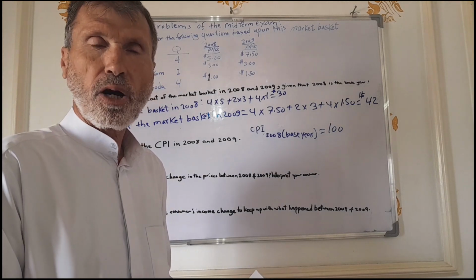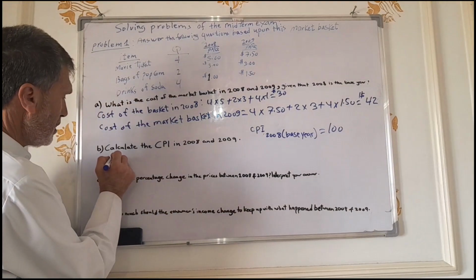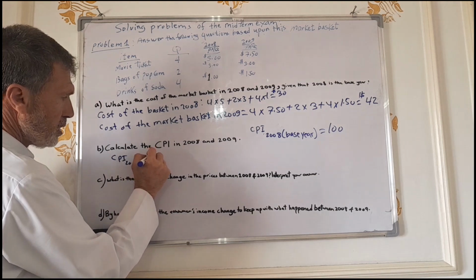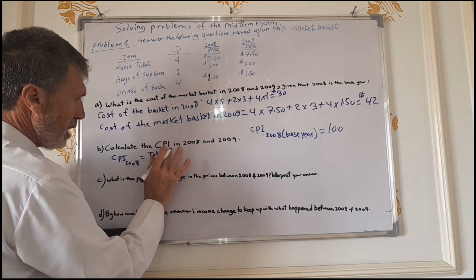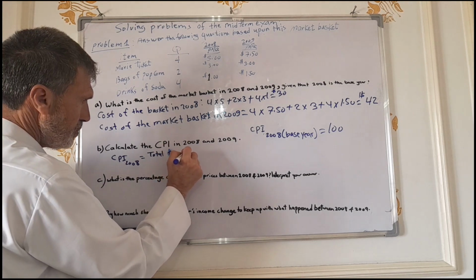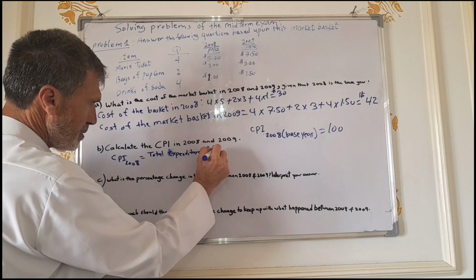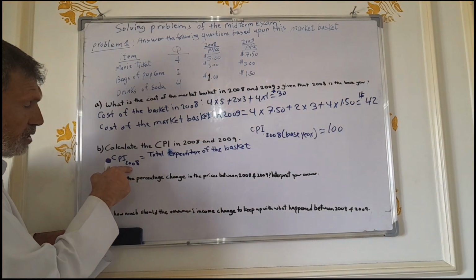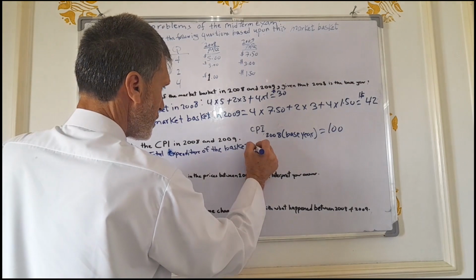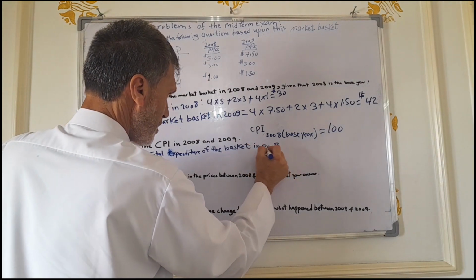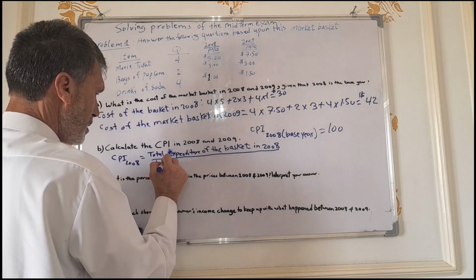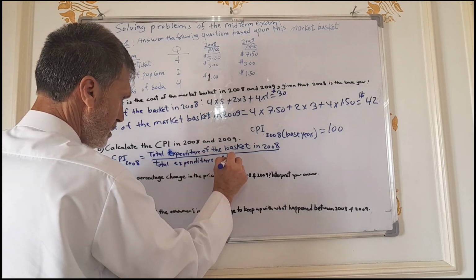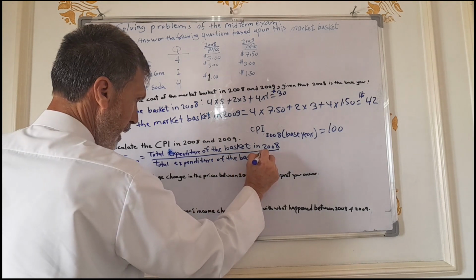Of course, the formula of the CPI says the following. CPI in 2008 is equal to total dollar expenditure of the basket in this year, in the current year, that is the year that here we're talking about, 2008, over total expenditure of the basket in the base year.